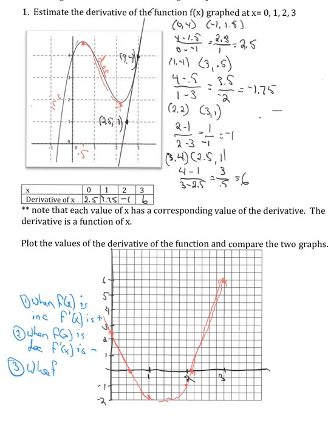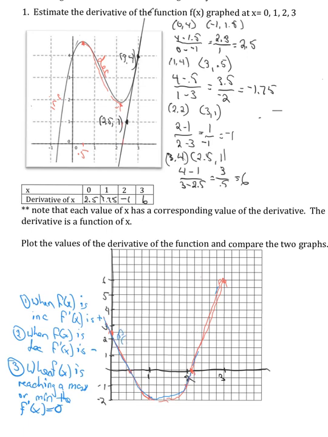When f at x is reaching a maximum or a minimum, the f prime at x is 0. So when a graph is increasing, its derivative is positive, which means above the x-axis. When the graph is decreasing, the derivative graph is negative or below the x-axis. And again, when it's increasing, the derivative graph is above the x-axis.